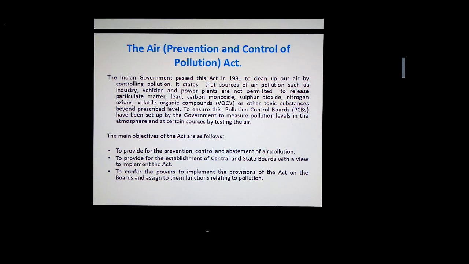The Indian government passed this act in 1981 to clean up air by controlling pollution. It states that sources of air pollution such as industry, vehicles and power plants are not permitted to release particulate matter, lead, carbon monoxide, sulfur dioxide, nitrogen oxides, volatile organic compounds VOCs or other toxic substances beyond prescribed level. To ensure this, pollution control boards PCBs have been set up by the government to measure pollution levels in the atmosphere and at certain sources by testing the air.